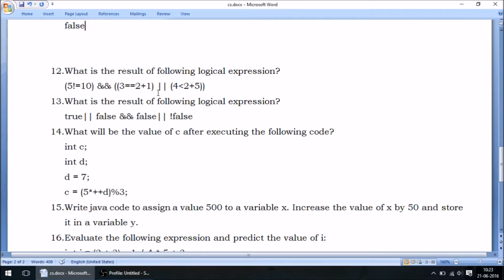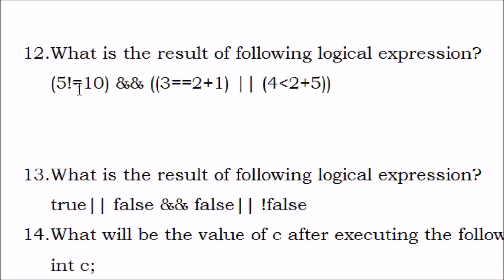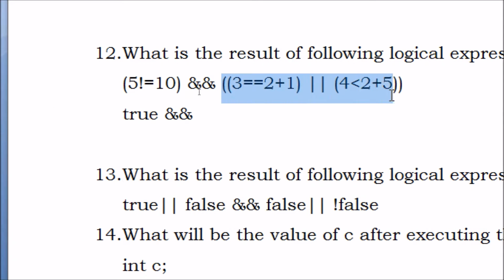Question number 12 is just like this, but let's solve it. 5 not equal to 10. Yes, 5 is not equal to 10, so we get true here. And we have this complete bracket here, guys. Okay, so let me put the outer bracket, and then we'll solve this bracket. 3 equals to 2 plus 1. So first of all, 2 plus 1 is evaluated as 3, and then it is checked with another 3. So what you get here is true.